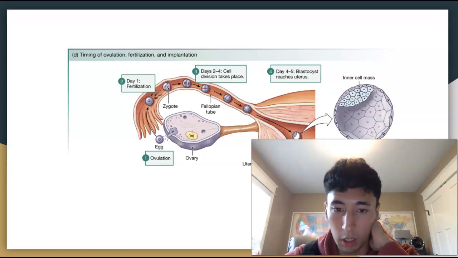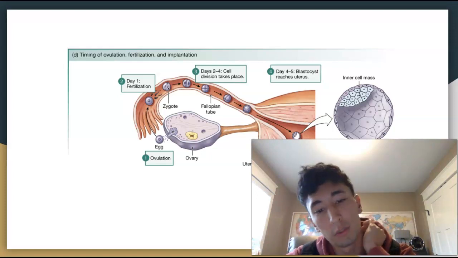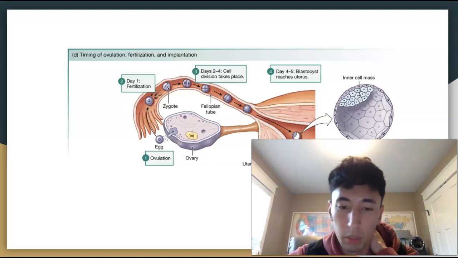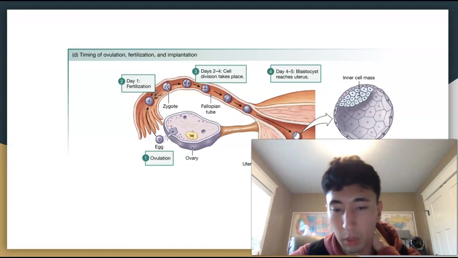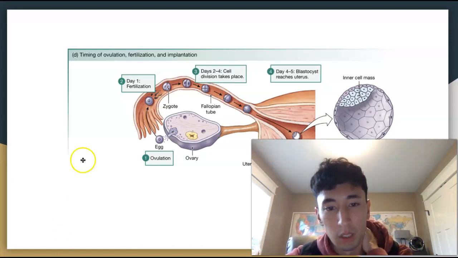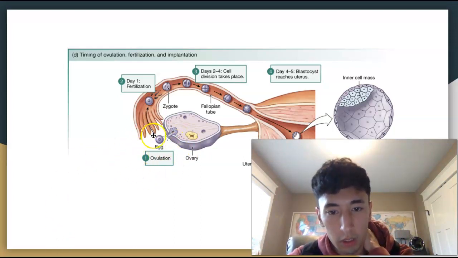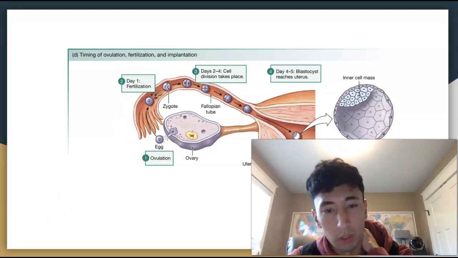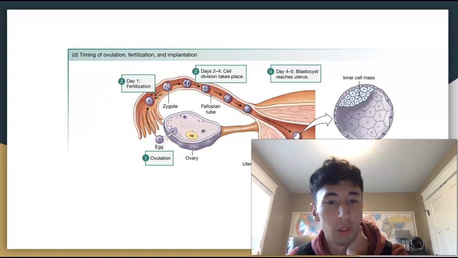Ovulation occurs on day 1. That's when the sperm meets the egg and the egg is fertilized, and this is where it becomes a zygote as it starts the process of becoming an embryo. That is step 1, day 1. The ovulation releases the egg right here into the fertilization, so that is day 1. Then you have the zygote right here as well.